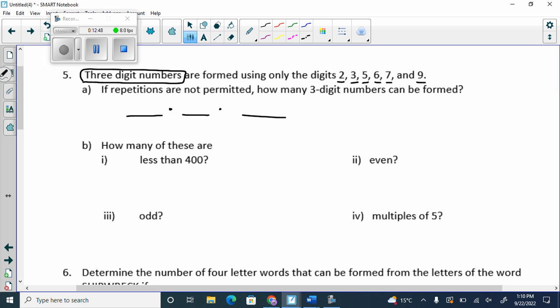No. There are 6 of them. I have 2, 3, 5, 6, 7, 9. So I have 6. I say I can't repeat. So I have to hold 1. So what am I going to get? 5. And then I'm going to hold 1. I'm going to get 4. So I have 120. We agree?